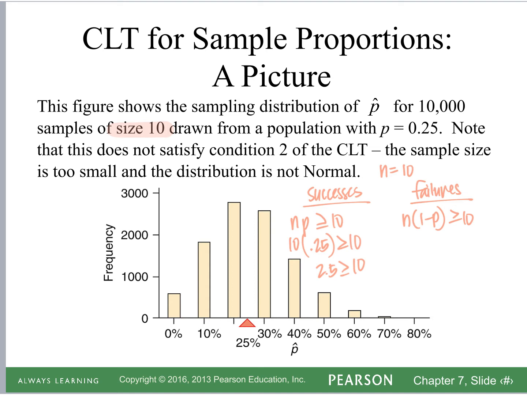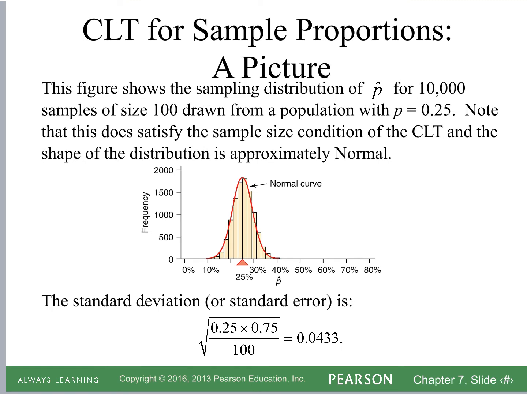And the failures doesn't work out either, because if our successes is 0.25, we know that the failures is 0.75. 10 times 0.75 gets us to 7.5. So both successes and failures do not work, telling us that the sample size of 10 is too small. And we can verify that when we look at this distribution, you can clearly see that the distribution has like a tail on the right side, which indicates that it's kind of more skewed rather than normal.